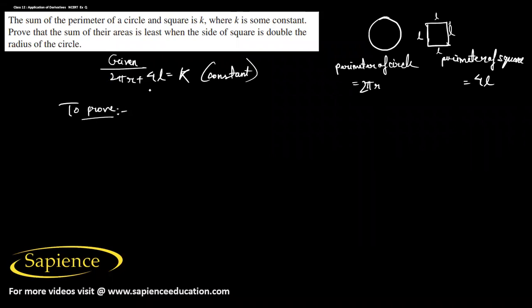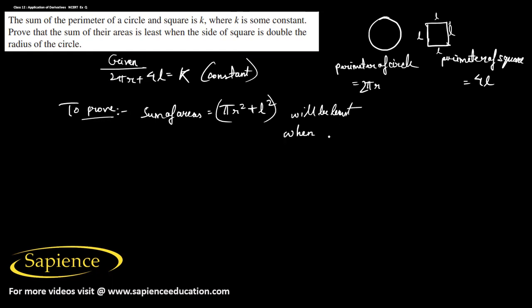the sum of their areas, that will be pi r square plus L square, will be least. Now their areas will be least when the side of the square is double the radius of the circle. So it means when L equals 2R, then only the sum of the areas will be the least.